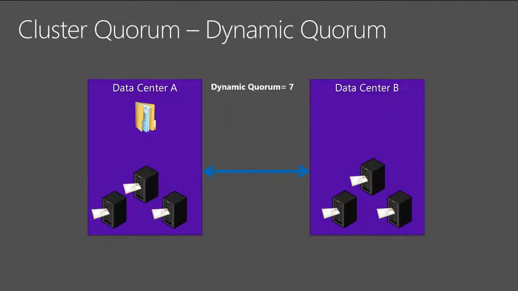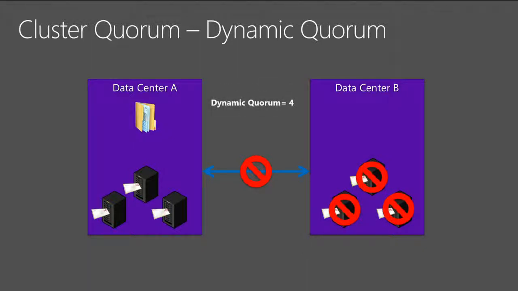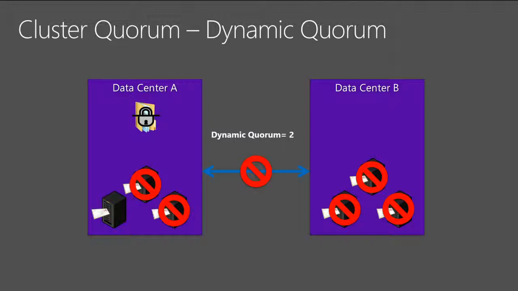So here we got our 3-3 split. I lose my link for some reason. My quorum count was 7. So those 3 nodes will drop because I have quorum over here between those 3 nodes and the file share witness. At this time, since I had quorum left over of the original count, we adjust to 4. Now if I lose another node, I still have quorum of the new count. I adjust to 3. I still have quorum of the new count. I adjust to 2, and I'm able to get down to just 1 node.